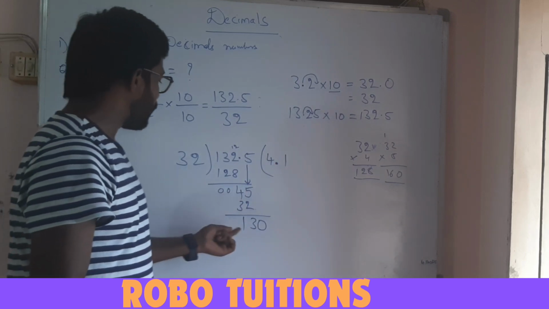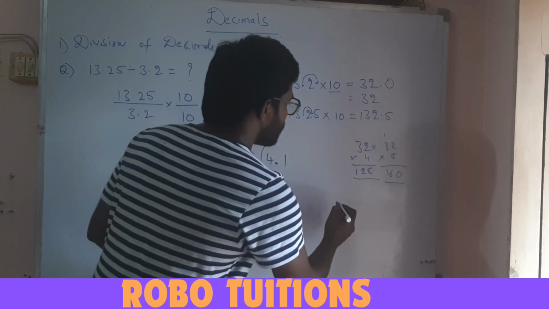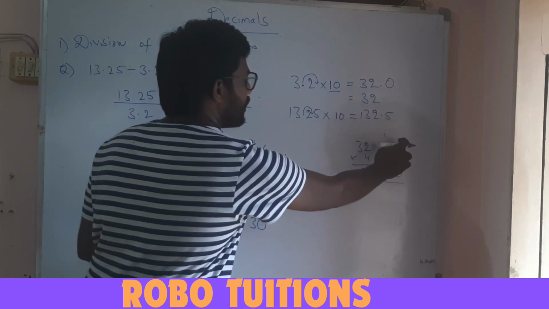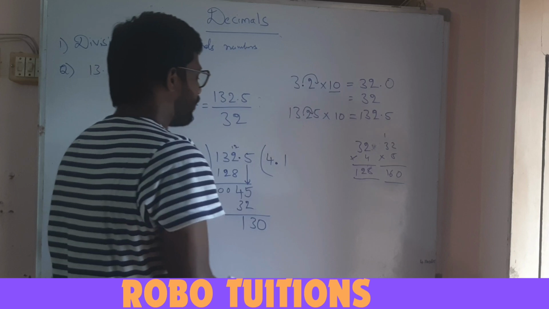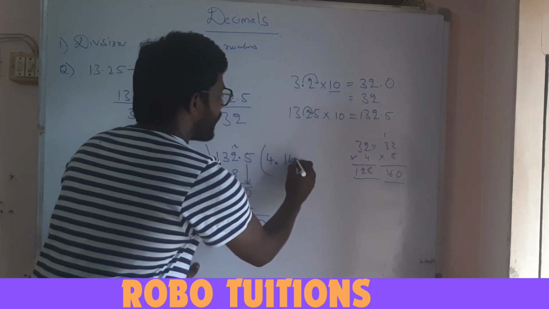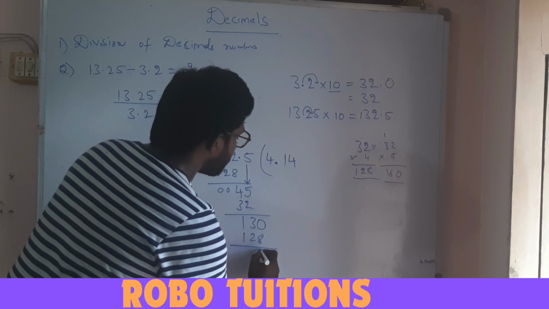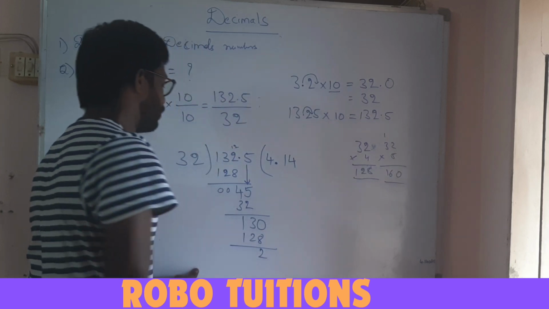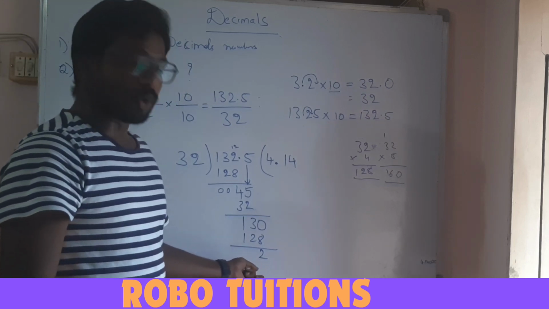Next, 130. So how many times will 130 come? 4 times. 32 4s are 128. 32 5s are 160. That's why you take the lesser value than 130. So that is 4 times, 128, and we subtract 128 from 130. The answer is 2. Okay, here you got the remainder 2.